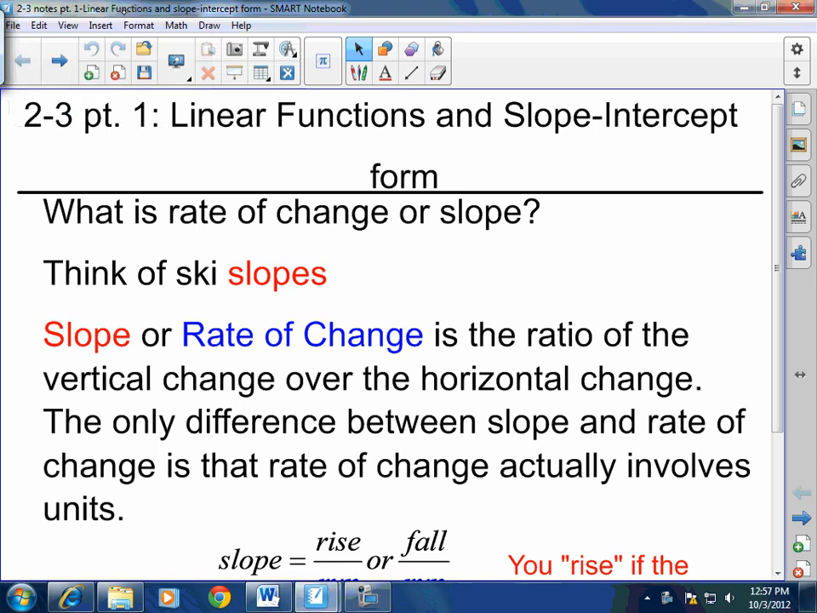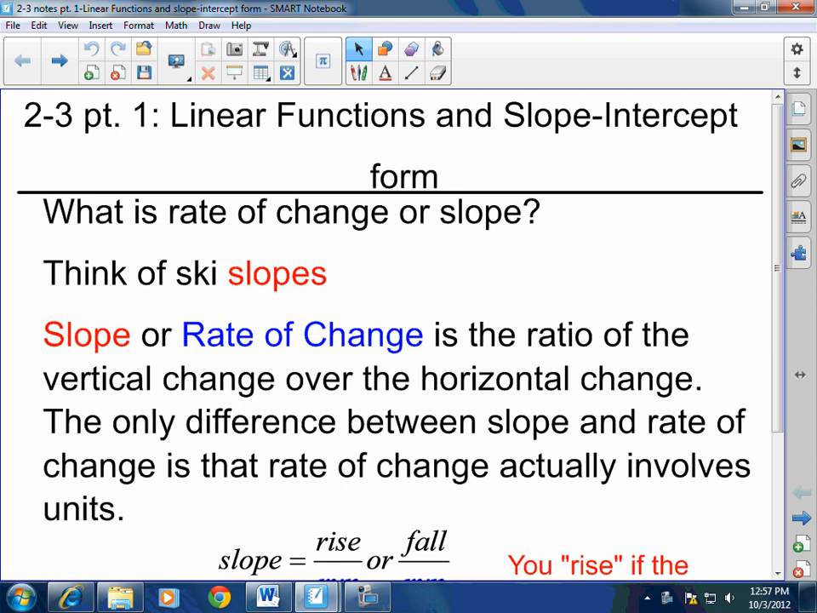Okay, for 2-3, I'm going to go ahead and split 2-3, guys, into two parts because there's a lot of information there, and I don't want to jam you up with too much information, okay? So what we're going to be talking about is linear functions in slope-intercept form.